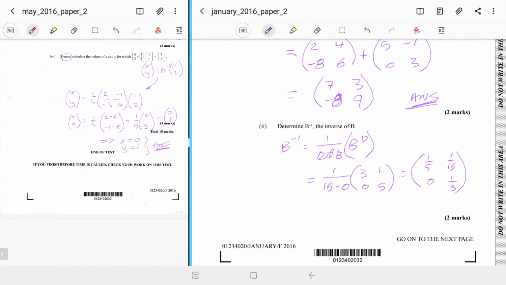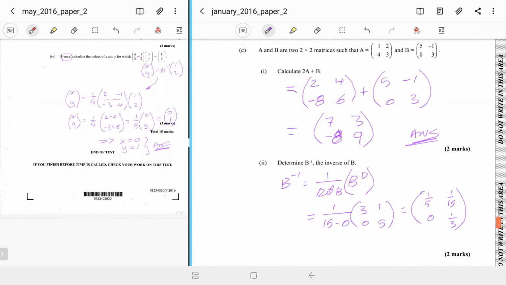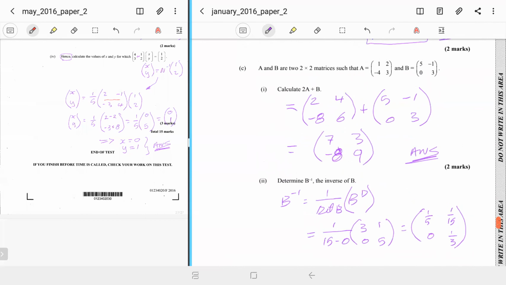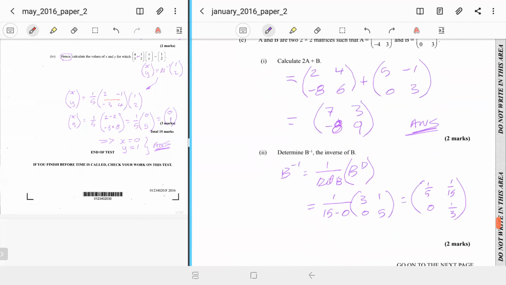Yeah? Sir, for C, you never multiply B by 2 as well. Huh? Oh, no, sir. It's 2 times the A alone. All right, cool. 2 times the A alone plus the B. All right, so this good? Yes, sir. All right, beautiful.